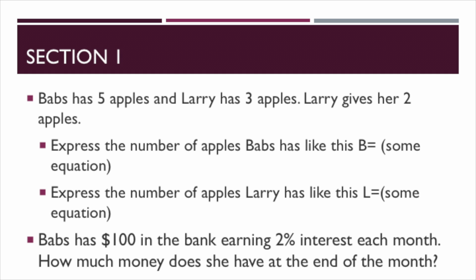Part 1. Babs has 5 apples and Larry has 3 apples. Larry gives her 2 apples. First, express the number of apples Babs has in the form of B equals and then some equation, and then express the number of apples Larry has with an equation with L equals. Next, Babs has $100 in the bank, earning 2% interest each month. How much money does she have at the end of the month?